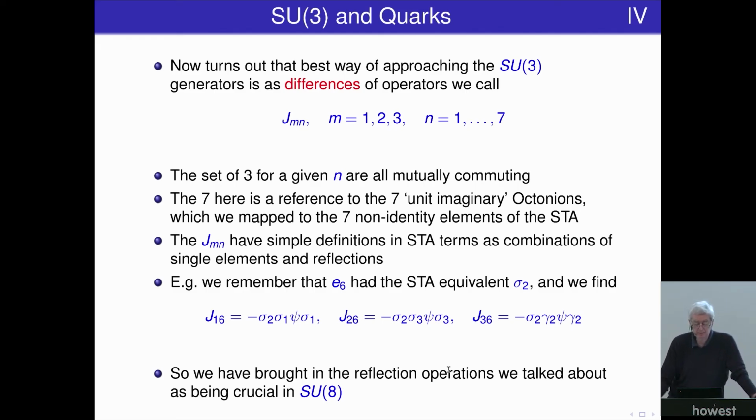Now, finally, what about getting the quarks and representing the whole thing? That comes from identifying some operators here, of which there are 21, called J_MN, where M is 1, 2, 3, N is 1 to 7. This corresponds to the set of Octonion imaginaries. And this here is the dimension of a set of things that are all mutually commuting. For a given N, all these J_MN are mutually commuting. And it turns out you can more or less directly write them down.